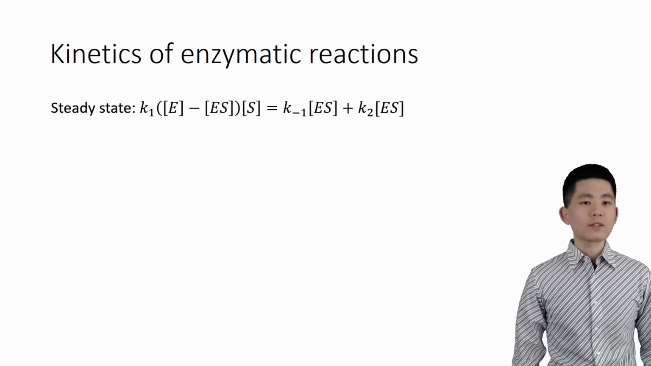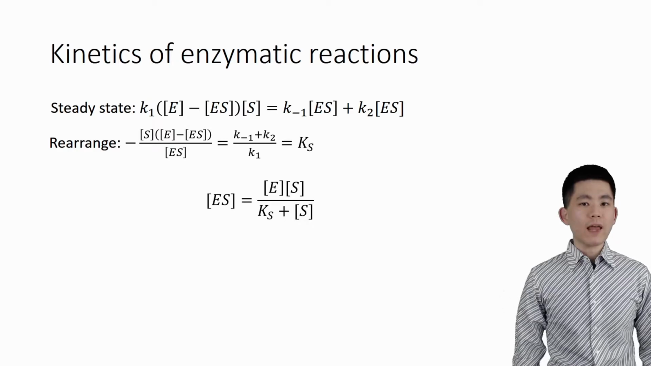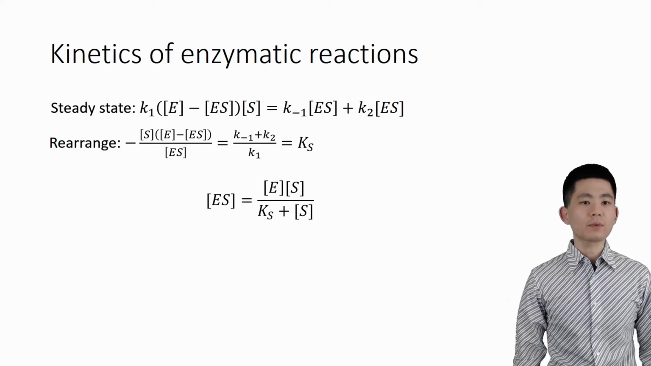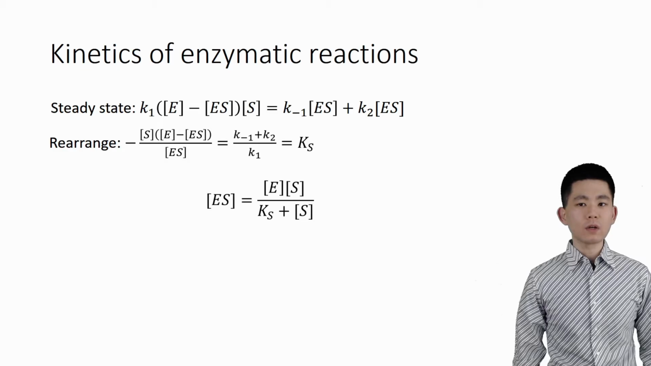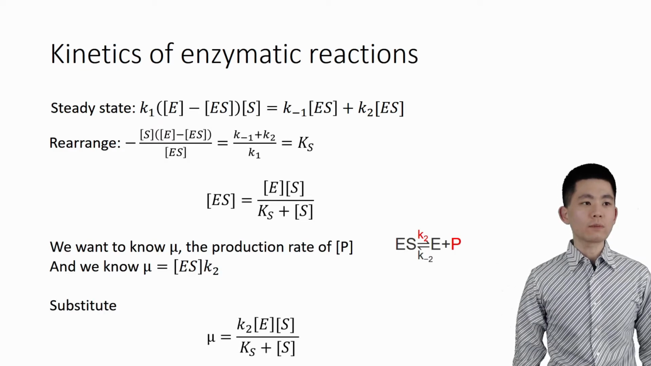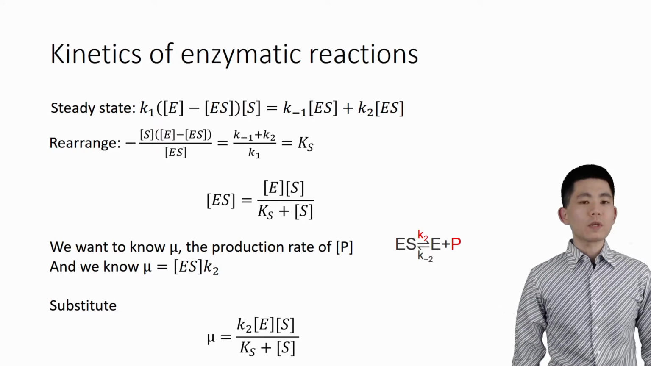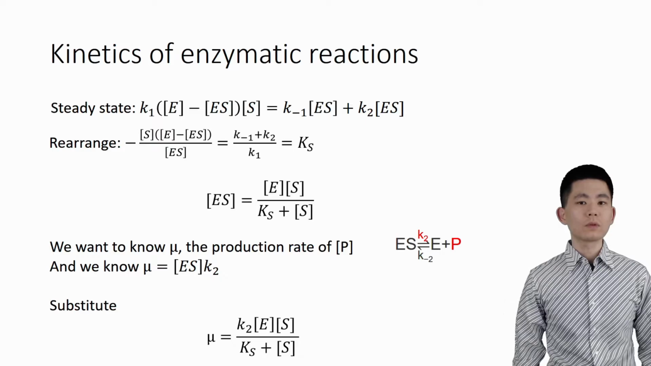After rearranging the equation, we can group the reaction rates to a constant K sub S, and then write the expression for the complex enzyme ES. Because what we really want to know is the generation rate of the product, mu, which can be expressed as mu equals ES times K2. We can substitute the ES with the previous equation.